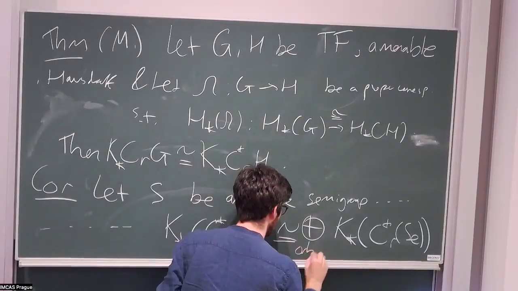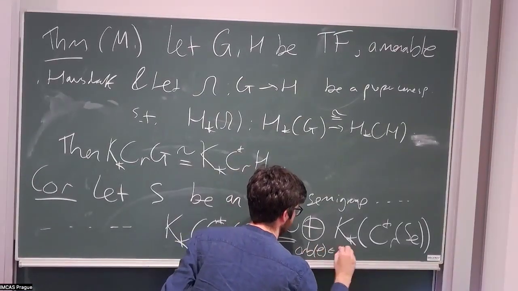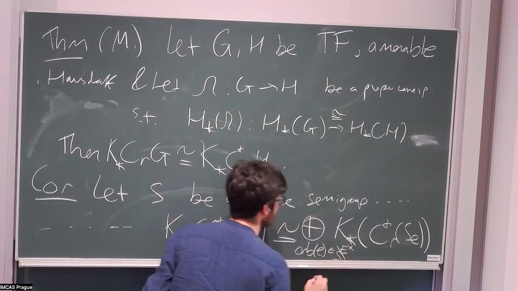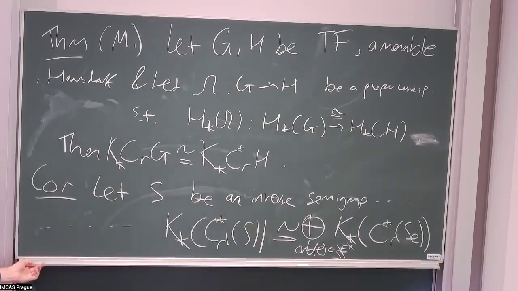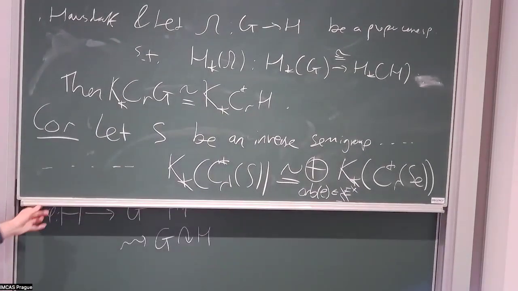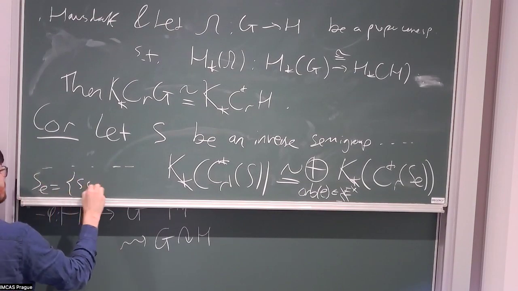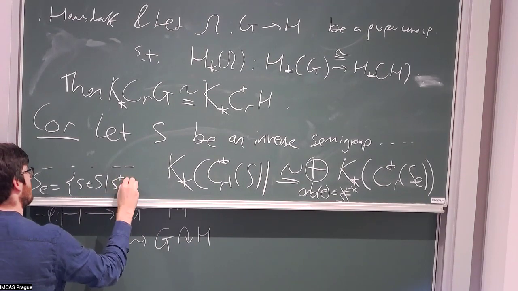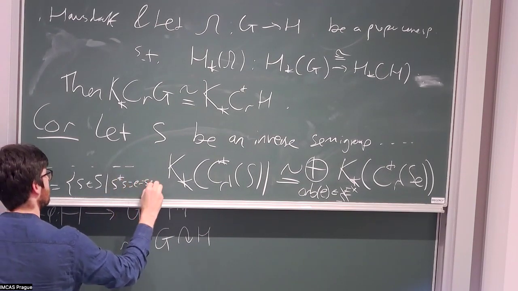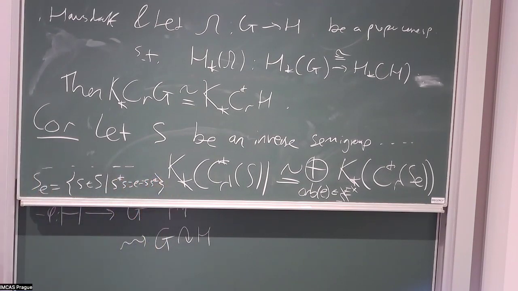So now, just mindful of time, I'll write this formula down and I'll just sort of explain in words what's happening. Maybe I'll write this as well. So what do we have here? So we have an inverse semigroup.